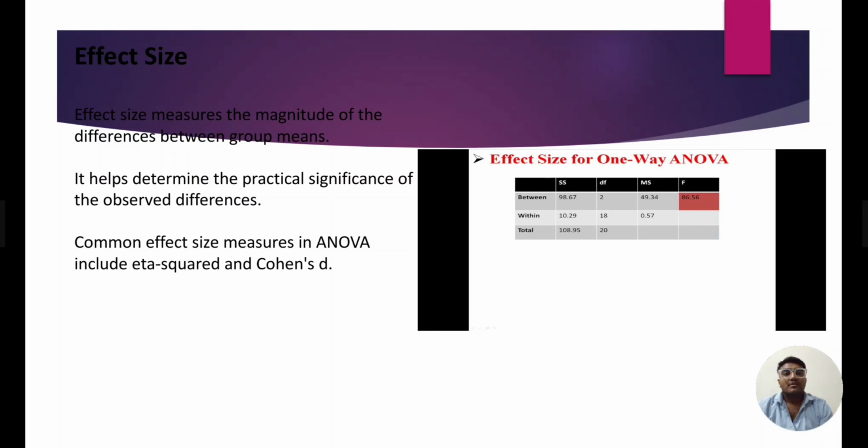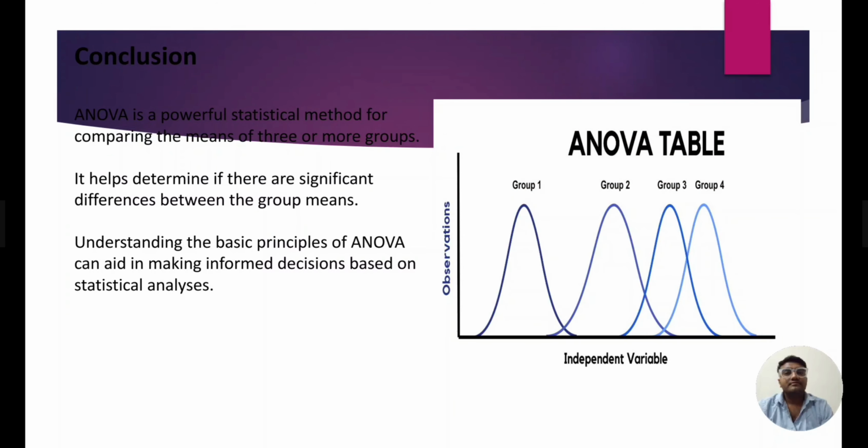Effect size. Effect size measures the magnitude of the difference between group means. It helps determine the practical significance of observed differences. Common effect size measures in ANOVA include eta squared and Cohen's d.